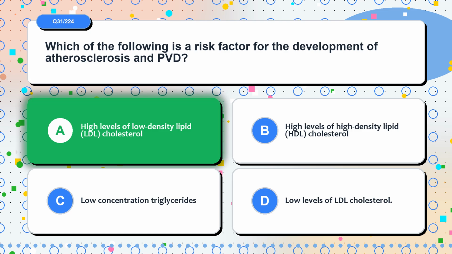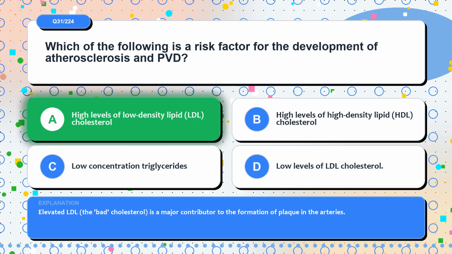The correct answer is option A. High levels of low-density lipid LDL cholesterol. Elevated LDL, the bad cholesterol, is a major contributor to the formation of plaque in the arteries.